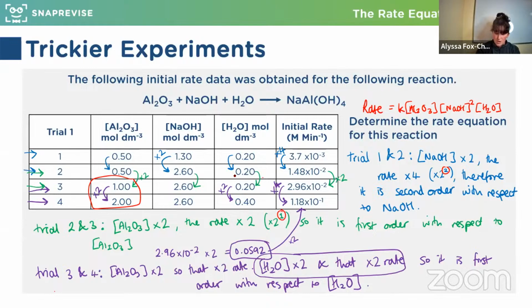water. And we know we doubled water, so the other part of the times 4 is like saying times 2 times 2, isn't it? Double, double. So one of those doubles comes from doubling Al2O3, the other one must come from water. So it's double water to double the rate. That's a first order relationship, directly proportional. Yeah, it's really hard to do these multiple step ones, which is why we put it in as a trickier experiment.